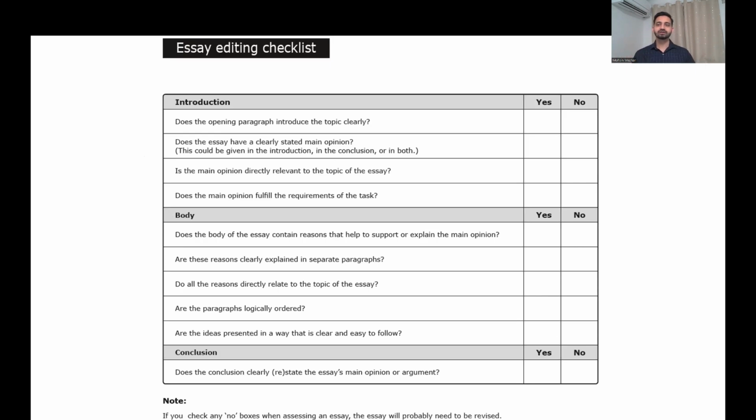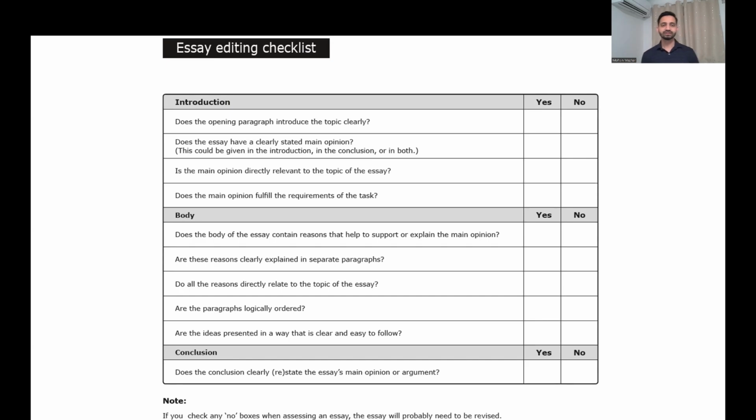All right, once you have written your complete essay, this is the checklist that you need to go through. After you have finished writing your timed practice essay, I want you to look at this checklist, and if there is any element of it that says no, then you need to go and fix your essay, okay? So let's read out the things that you should look for. Number one, introduction. What are the things in the introduction you should be looking for? Does the opening paragraph introduce the topic clearly?